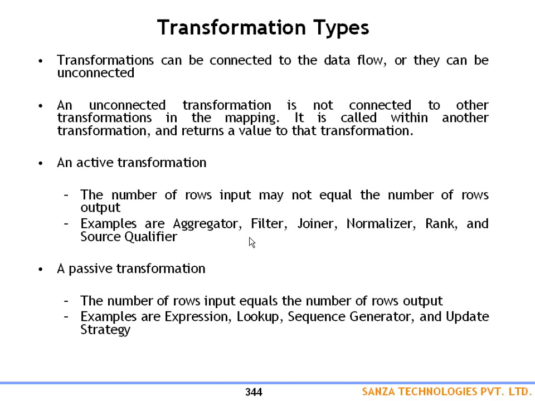Example, your normalizer. Single row data comes in and it is converted into multiple rows. Filter will filter the records if a record does not satisfy the condition, so the number of rows coming in and going out will not be equal. It is called active. For a passive transformation, the number of rows coming in and going out will be the same, that is your expression. Or lookup, which will return a value or a null value, but the number of rows coming in and going out will be the same, so it is called a passive transformation. So that is active, passive, connected and unconnected.